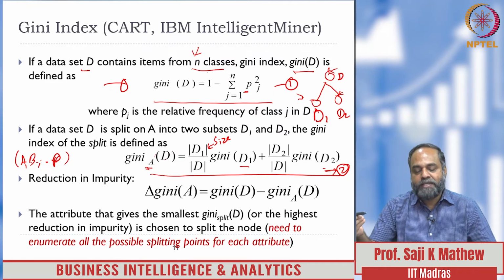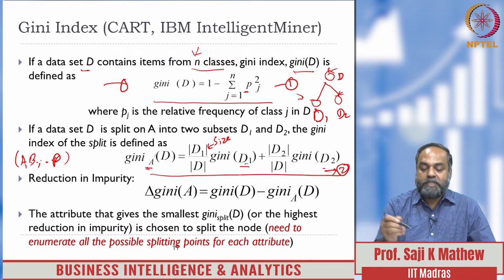Or in other words, we can say that a Gini score of a split based on a given attribute A is the weighted sum, weighted with respect to the sizes, of the Gini scores of the individual nodes or the child nodes. That is the meaning of this formula, weights with respect to sizes. So it is the weighted sum of the Gini scores of the child nodes, that is the Gini score of the split.